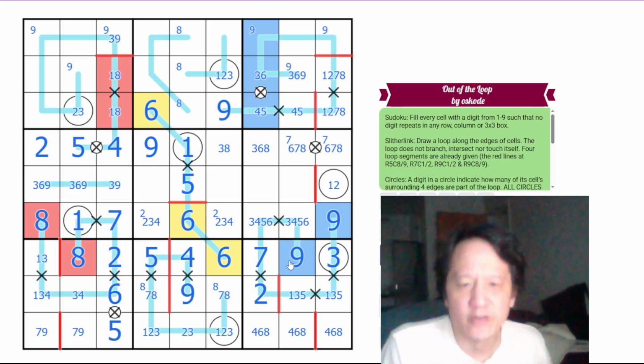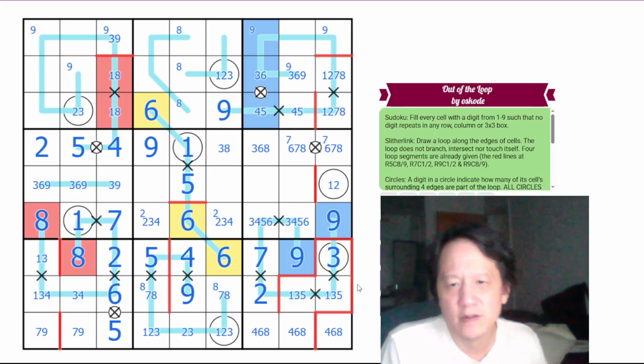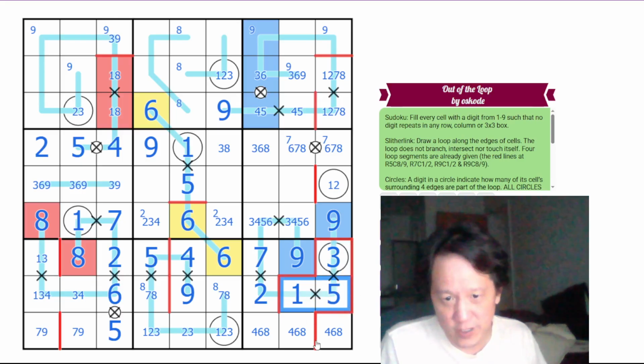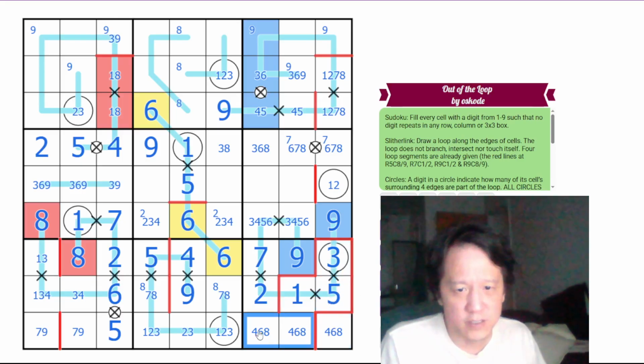Oh, no. Okay, never mind. It could go this way. In fact, it has to go that way. Okay, right. So then this is 5, this is 1. That still works. So it has to go this way. Which means, yeah, so this one has to go here. This one has to go here.